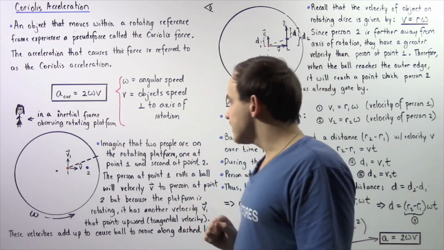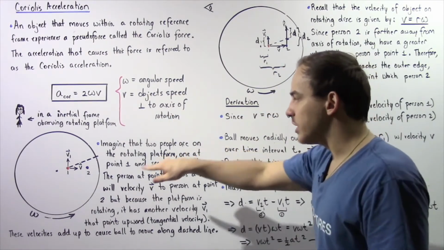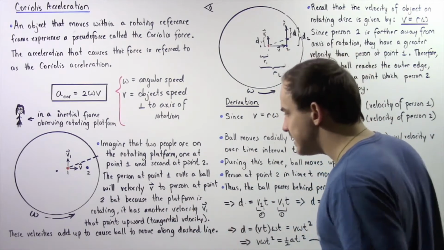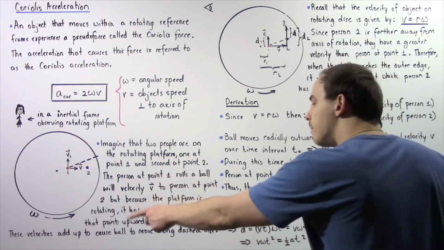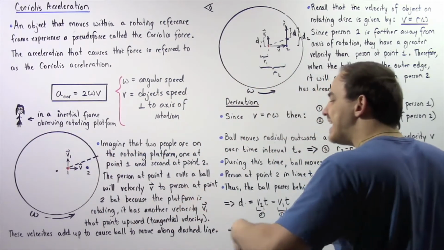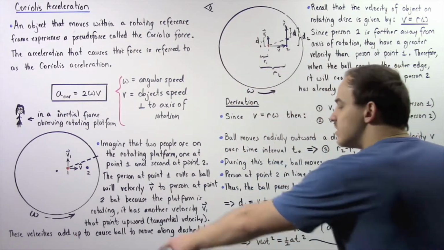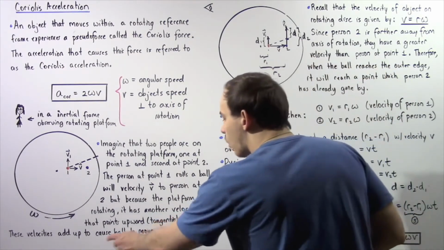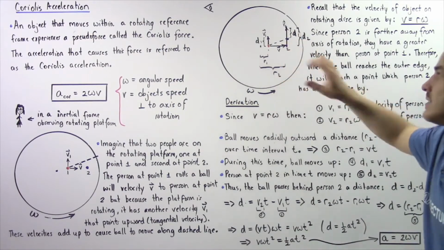line. So, once again, imagine that 2 people are found on a rotating platform, one at point 1 and a second person at point 2. The person at point 1 at some initial time t equals 0 seconds rolls a ball with a velocity v to person at position 2. But because the platform is rotating, according to this person, it has another velocity that basically points upward along the y-axis that is called the tangential velocity, and these 2 velocities will add up and cause the ball to move along the following dashed line.